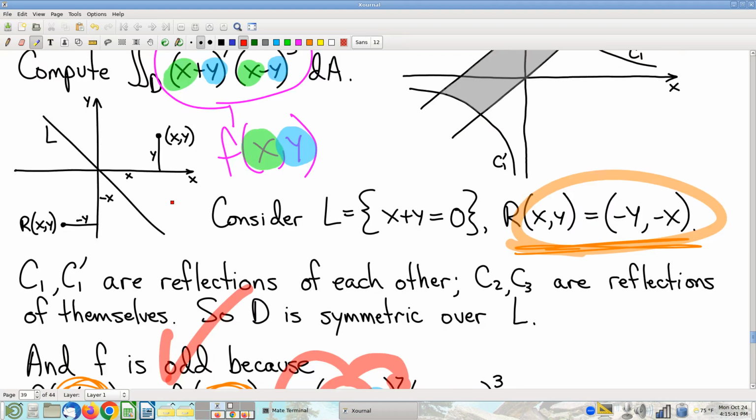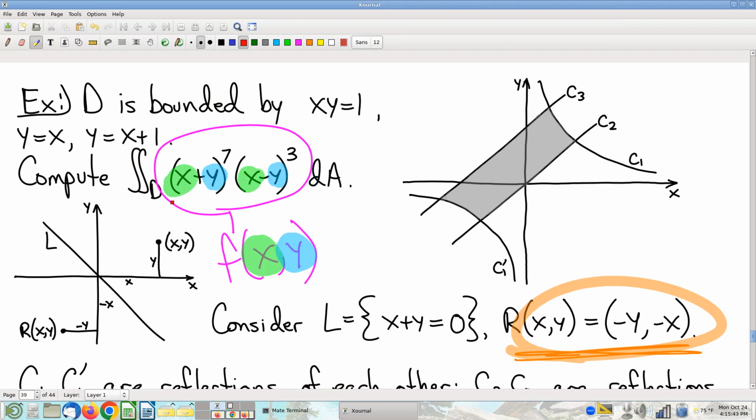So, big nasty integral, weird domain that no matter how I sliced it would have corners. Lots of corner problems. 0 by symmetry. Everybody good? Okay. All right.